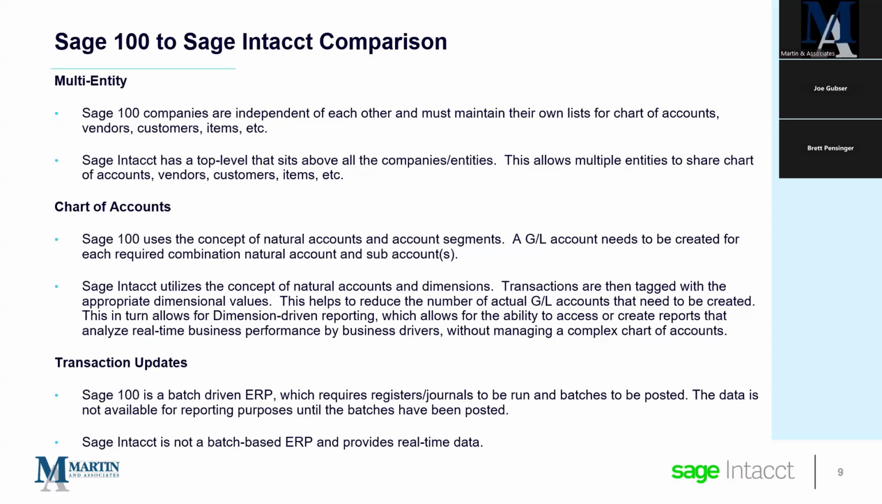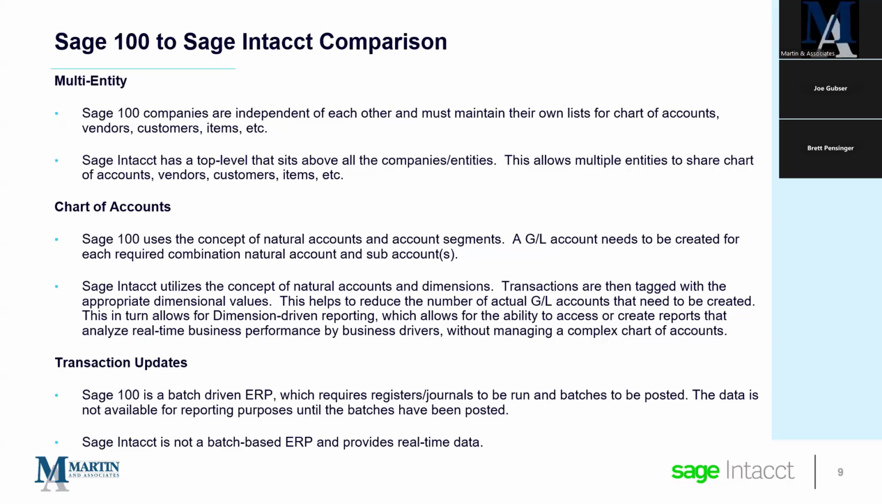Sage Intacct uses the concept of natural accounts and dimensions. Dimensions replace your sub accounts, and you use these dimensions to tag transactions inside of Sage Intacct. So you only have the need to create a chart of accounts for your main accounts. You set up your dimensions independently, and then you use those dimensions to tag your transactions. That helps in your analysis and reporting and dashboarding. And we're going to see all this in action here in a little bit.